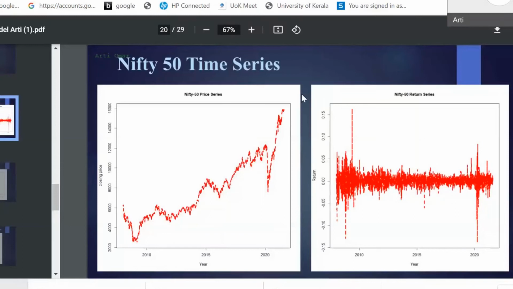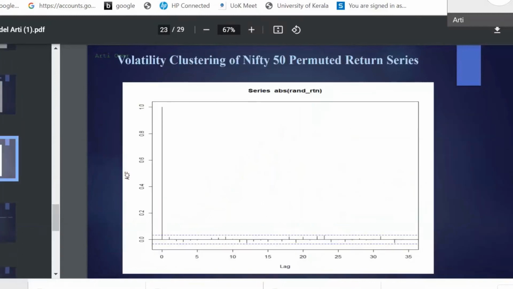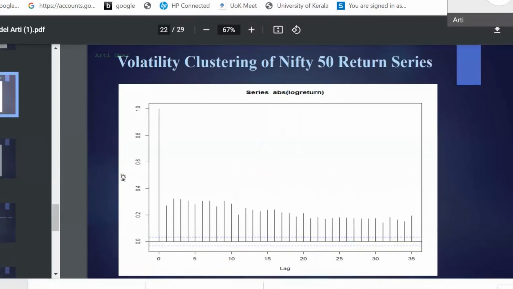Okay, ma'am. Now, coming to the volatility clustering part, can you go to slide 22? Yeah, the 22nd one. I want to confirm volatility clustering in this series. So what I will be doing is, I have a return series, and I will take the absolute value of the return series. Now, you might be wondering why I am taking the absolute value. The reason being, the variance is always positive. Am I right?